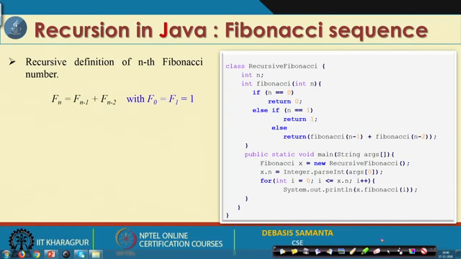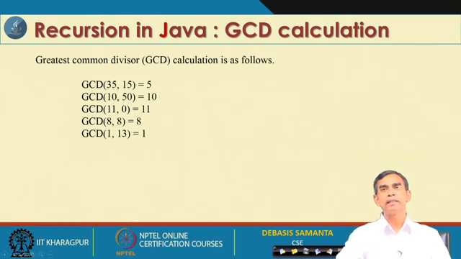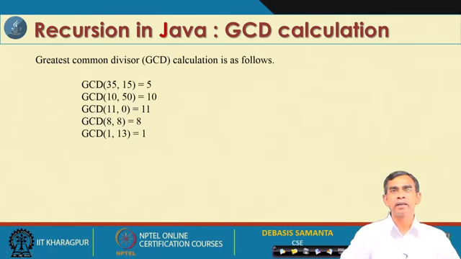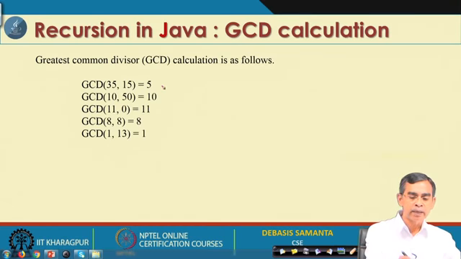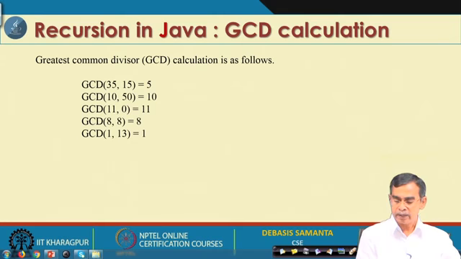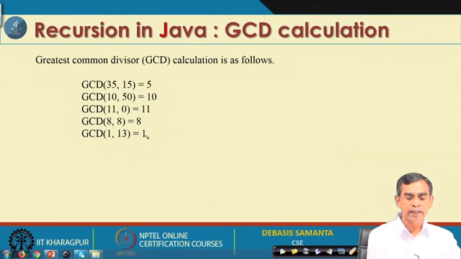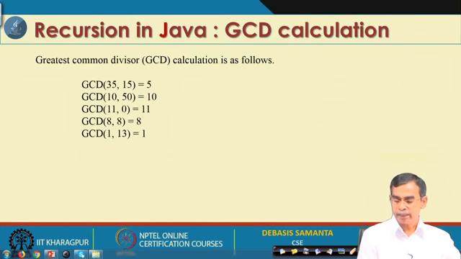Now, before conclusion, let us have one more example. This is the GCD calculation. GCD stands for greatest common divisor. As we see, the GCD of two integer numbers can be calculated like this. For example, GCD of 8 and 8 is 8. This is as per the simple definition of GCD.